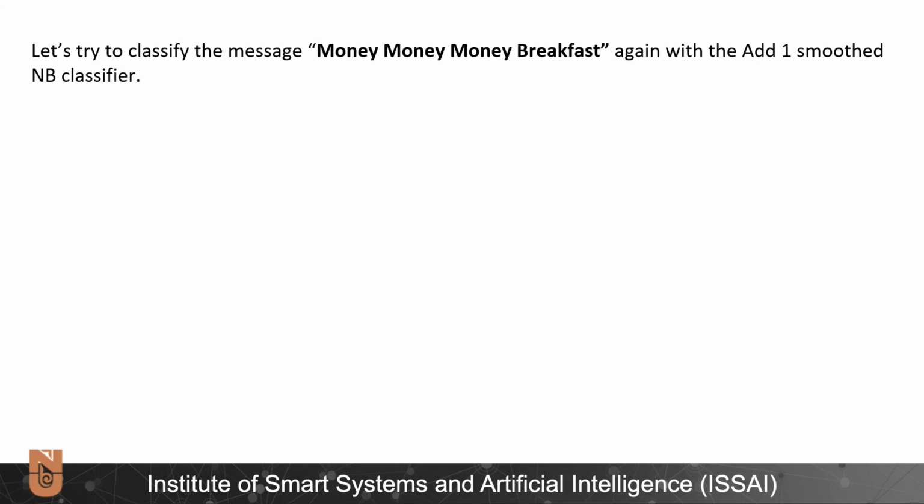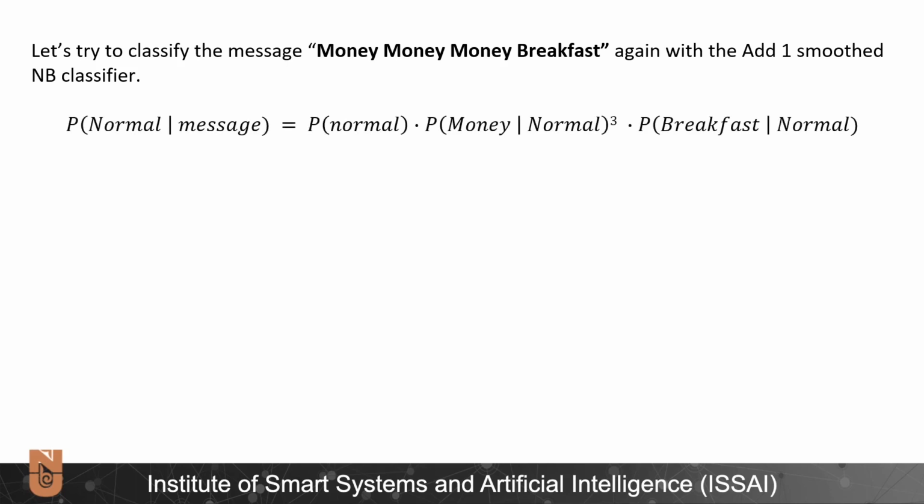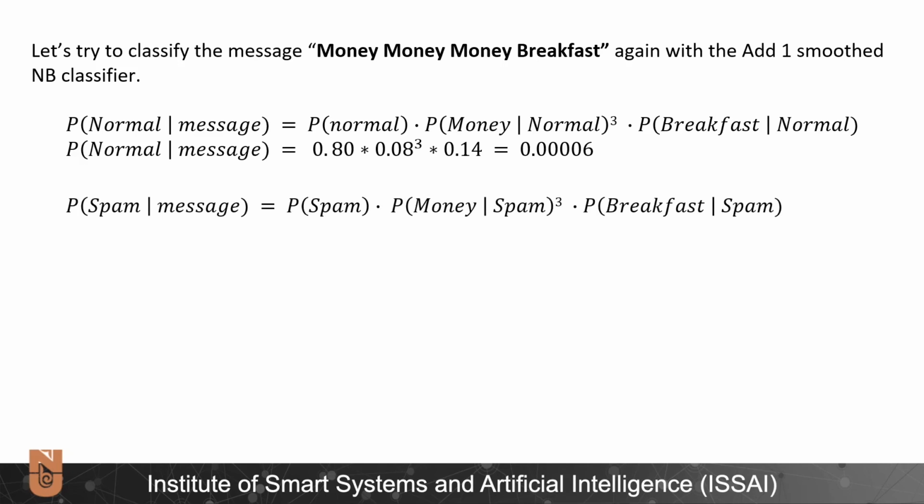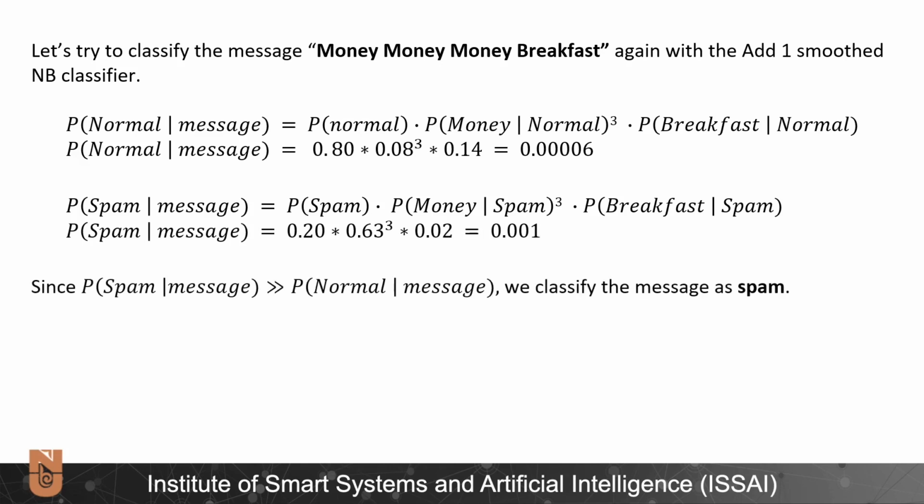Let's try to classify the message "money, money, money, breakfast" again with the add-1 smooth naive Bayes classifier. So we have our formula for the probability of normal given that message, which will be equal to 0.006 with updated probabilities. Similarly, we can calculate the probability of this message being spam, which is no longer 0. So we can classify this message as spam since the probability of spam given this message is larger than the probability of normal given this message.